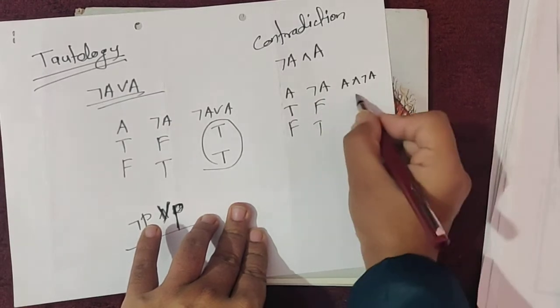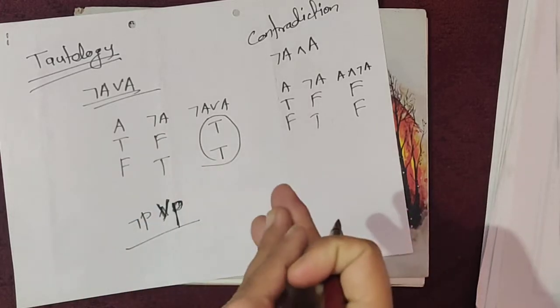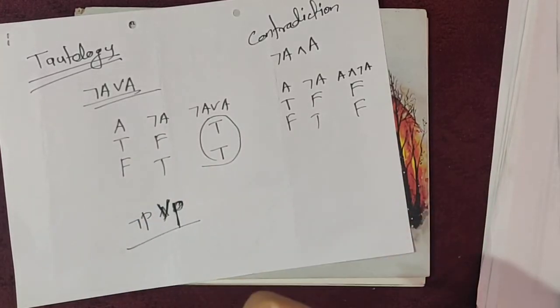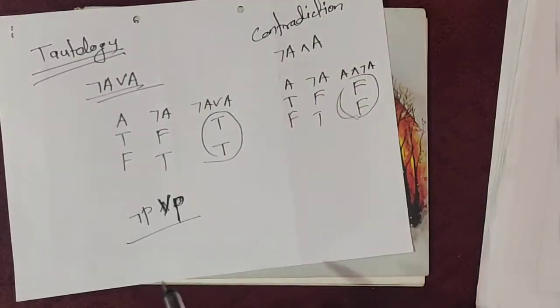True and false is false. False and true is false. Because for the AND condition, if all inputs are true, then only the output is true. So here the outputs are all false. So it is a contradiction.